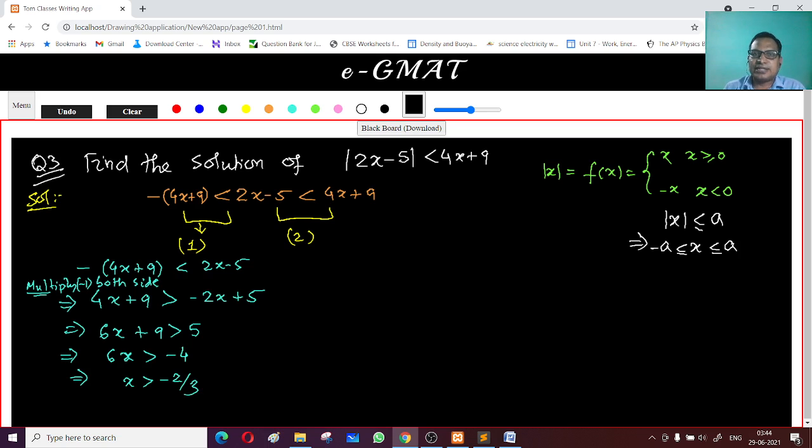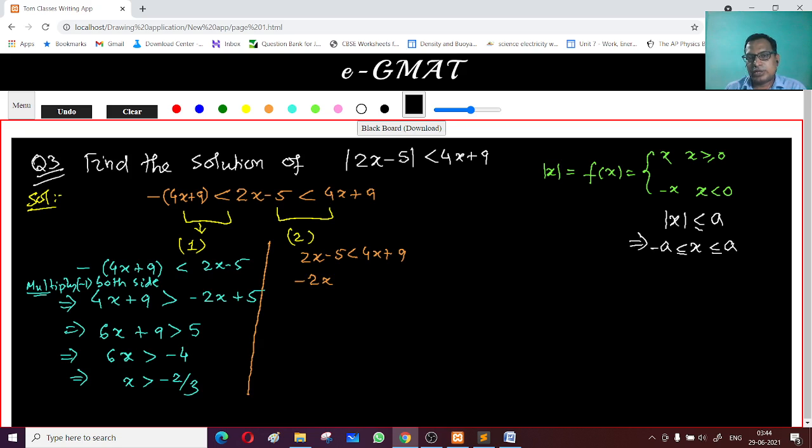Now let's do the second inequality. From here, 2x minus 5 is less than 4x plus 9, right? So I will add minus 4x on both sides, so it will become minus 2x, and I will add plus 5.